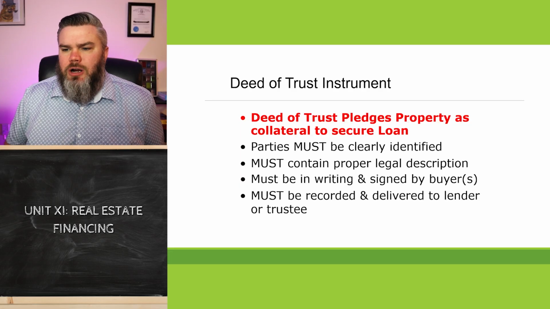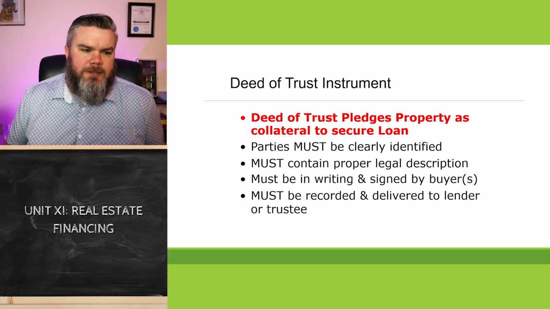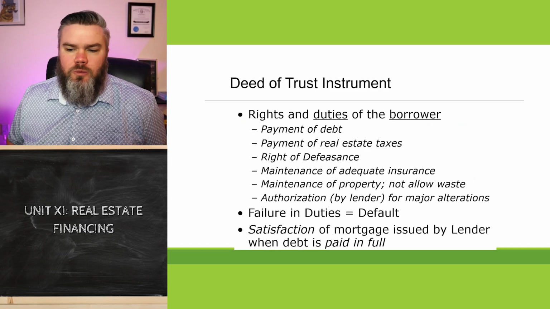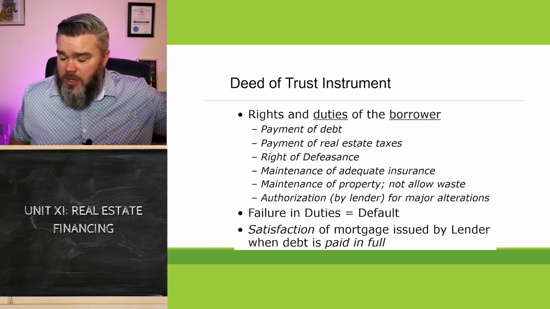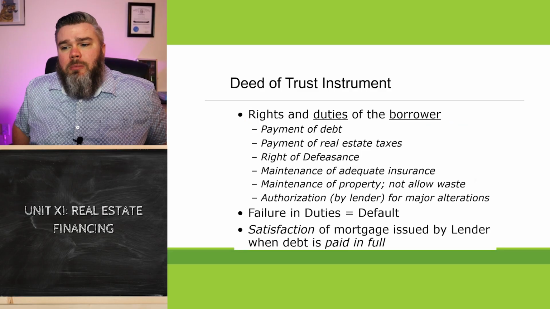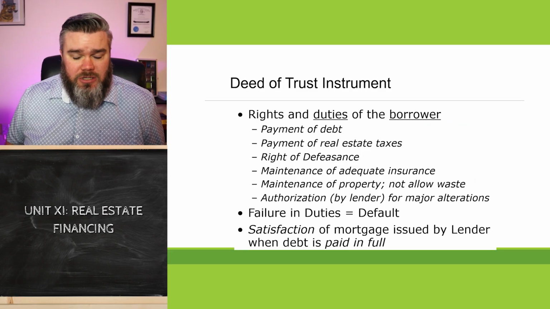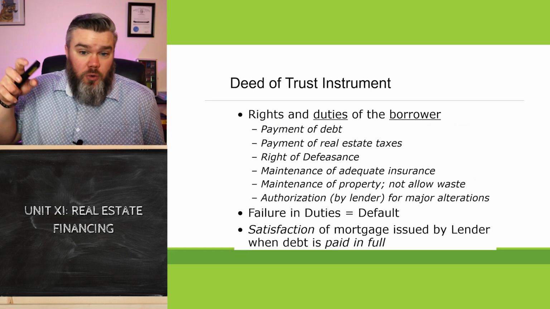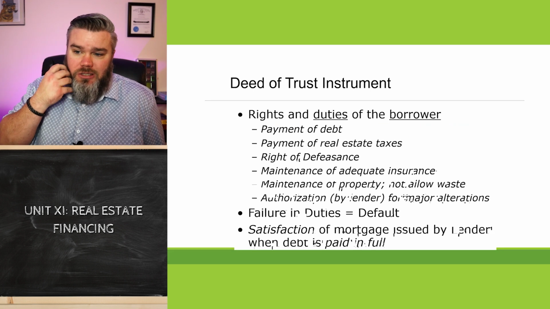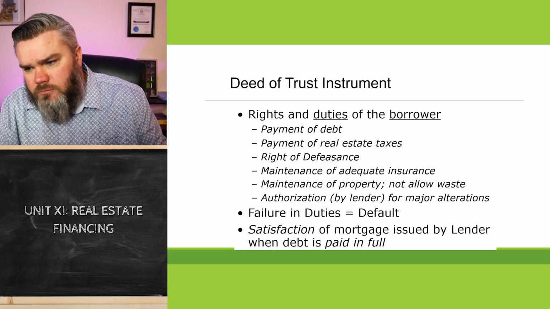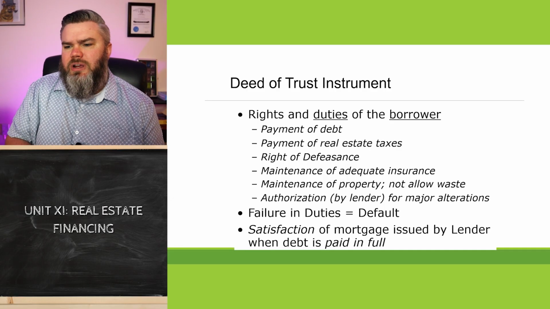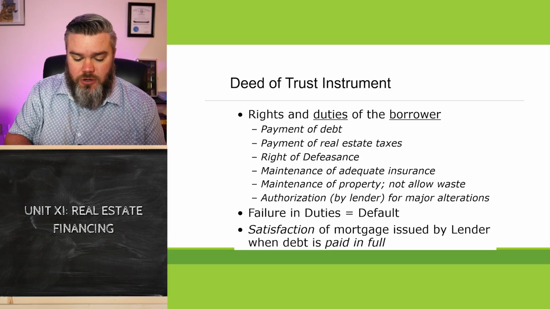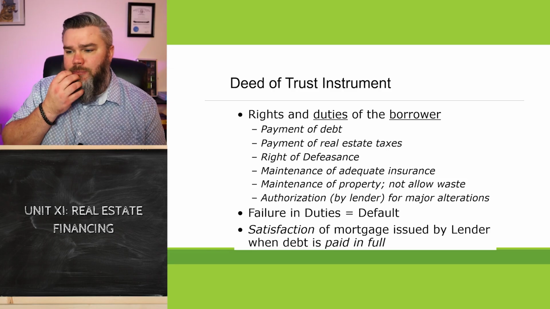Now, other things that are outlined in these instruments, obviously the rights and duties of the borrower. Folks, you've got this promissory note, which is evidence of the debt, a promise to pay it back. And it, of course, requires payment of that debt. Otherwise, the property is collateral for it. It also says that you're responsible for paying the real property taxes. It is arguably your house, or it will be completely and utterly your house at some point. I'm going to come back to the right of defeasance in just a second, but the maintenance of adequate insurance, yet again, you've got to maintain insurance on the property, maintenance of the property, not allowed to waste.